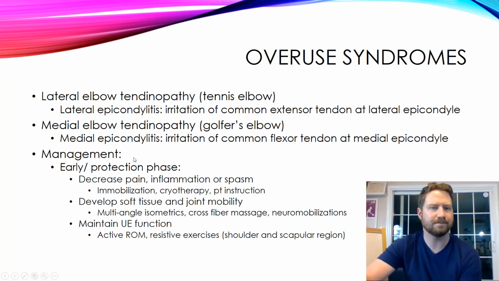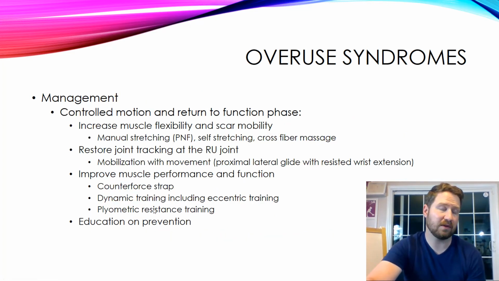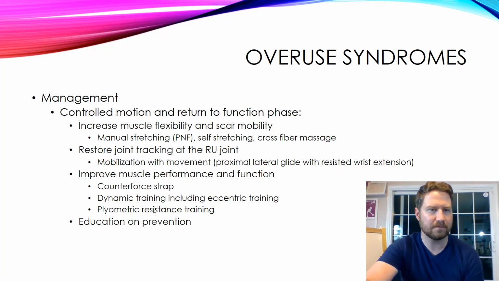Okay, Wolff's Law. So management, early protection phase: decrease pain, you don't say. Develop soft tissue and joint mobility, obviously, and then maintain other upper extremity function, right? So these are all things that we've seen before that we can utilize, okay? Or that we've seen together, that we've been talking about, really.